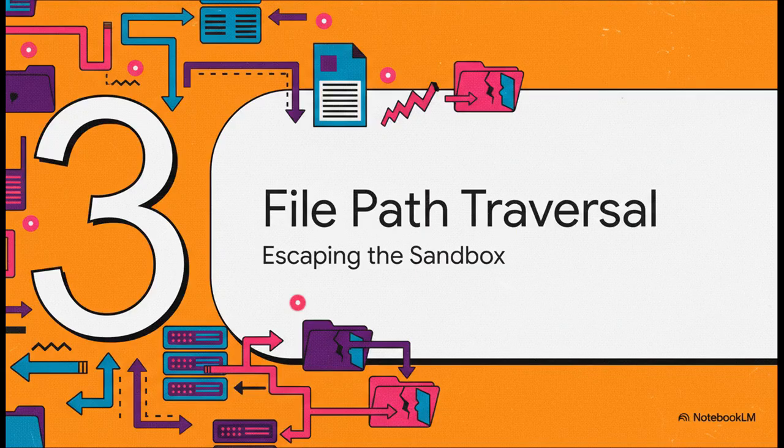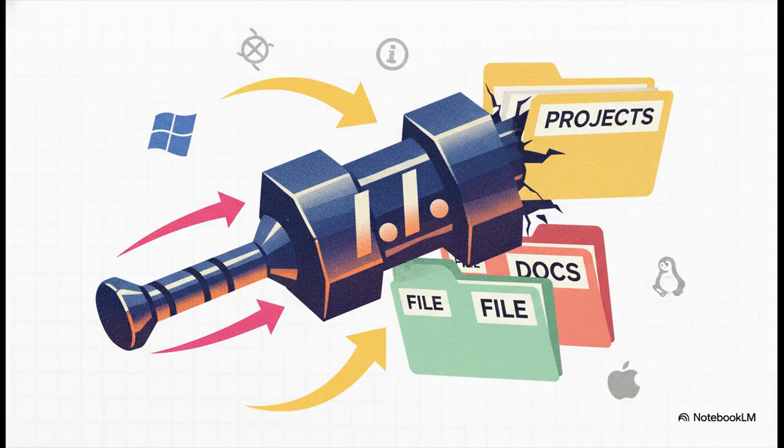Next up, let's talk about how attackers can escape their designated little corner of the server. This is called a file path traversal attack. Think of a web application as being in a sandbox. It's only supposed to play with files inside its own web root directory. Path traversal is the trick attackers use to climb out of that sandbox and start roaming around the server's entire file system. And the weapon they use to do this is deceptively simple.